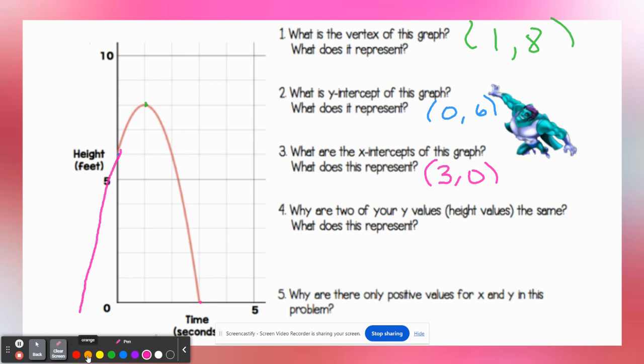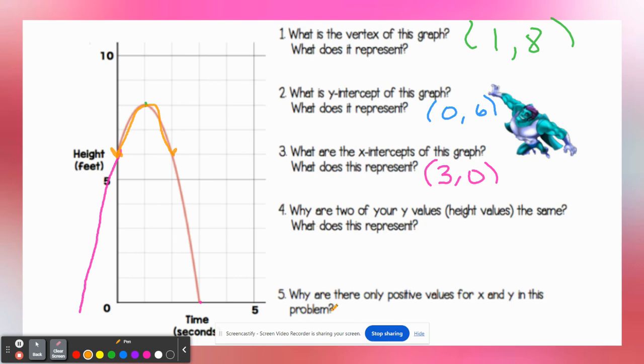And then the next question is, why are two of your y values or heights the same? So our heights are here, and we have a point here, which is our starting point, and we also have this point here. And if you recall, he jumps up and then he starts falling down. So there's two reasons. One is he started at 6 feet, and then due to gravity, he also hit 6 feet on his way back down towards Earth.